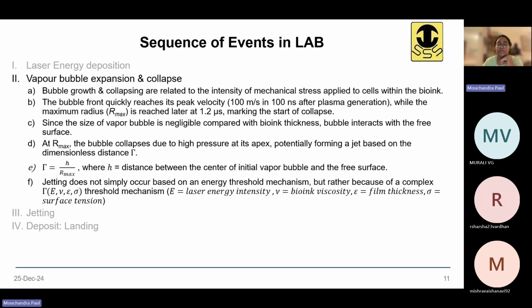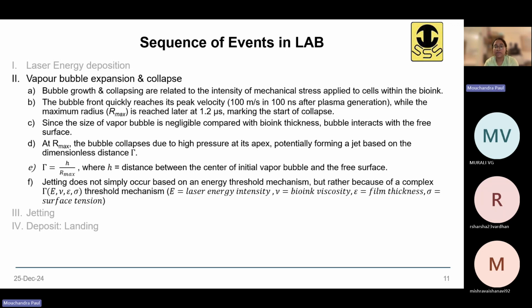But for now, for theoretical understanding, just understand that the jetting process, as you will see later on, will depend not only on the laser energy, but also on the bioink viscosity, the thickness of the bioink, and the surface tension. So it is a very complex process that is happening here.